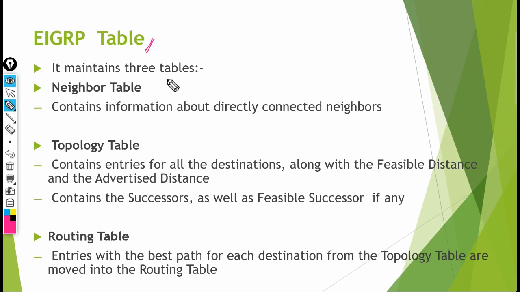Apart from that, one more important thing is the EIGRP tables, since EIGRP maintains a neighbor table, topology table, and the routing table. So we'll try to understand how exactly it's going to build them and what exactly these are. So let's get started.